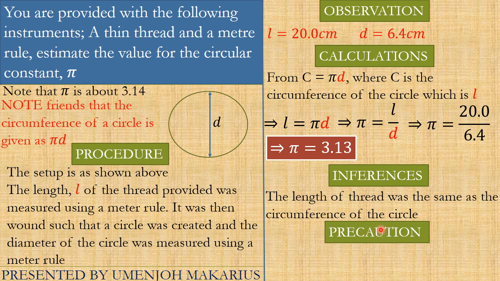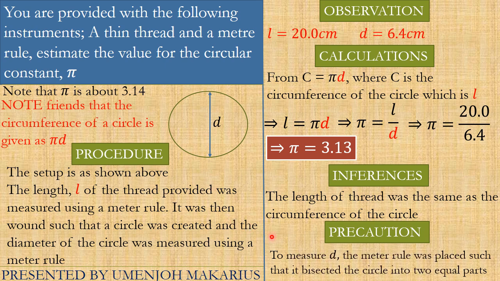We are going to make sure that the distance which we measured bisected our circle into two equal halves, because if you did not bisect the circle into two equal halves, you'll be unable to get the diameter accurately. You'll be unable. So our precaution will simply tell them that to measure D, the metal rule was placed such that it bisected the circle into two equal parts. Good. That's super important, friends. Super important. Very, very important.